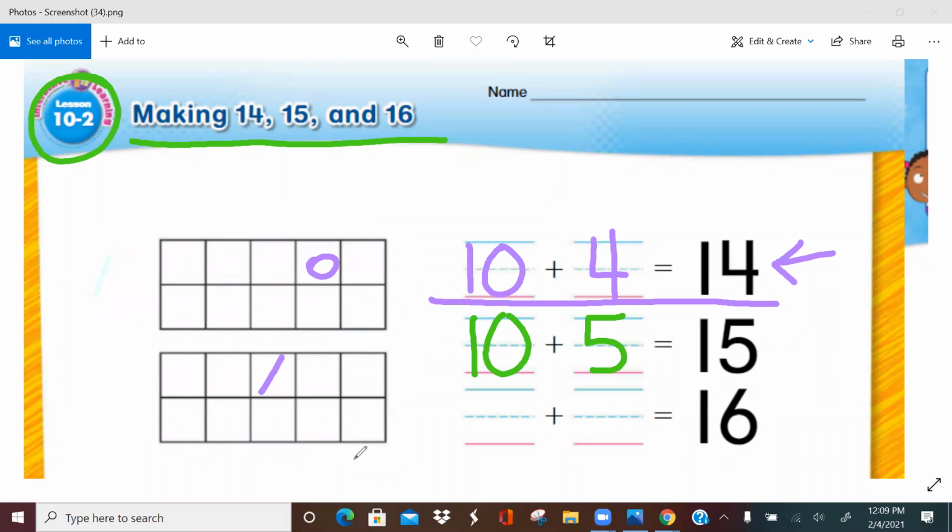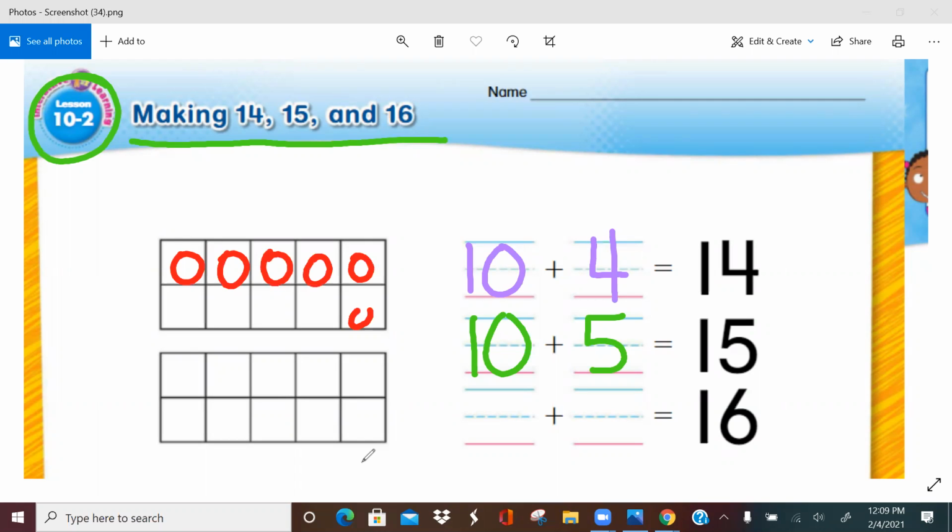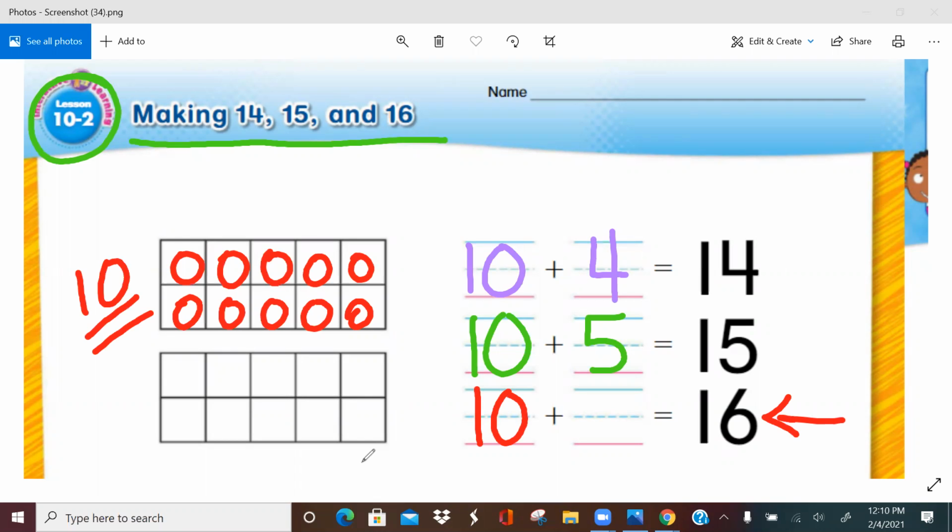Okay, let's play another game. Let's play Make 16. Let's pick a different color. What are we going to do first? We are going to fill in our 10 frame because we know when we fill this in that that number is what? 10. So we can write 10 here because we want 16 now. We're trying to make 16. So what other number do we need to make 16? We have 1 10. How many ones do we need?